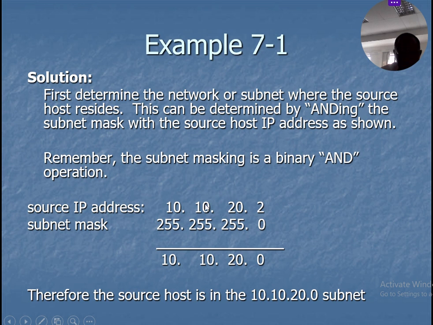Then 10 plus 255 again, you get 10. In the logic gate, the way we add 20 plus 255, you get 20, because this one is filled, all the space filled. Now 2 plus 0, you get 0, because there's no space, nothing is being used here. So the source host is in the 10.10.20.0 subnet. The source host has this subnet 10.10.20.0.